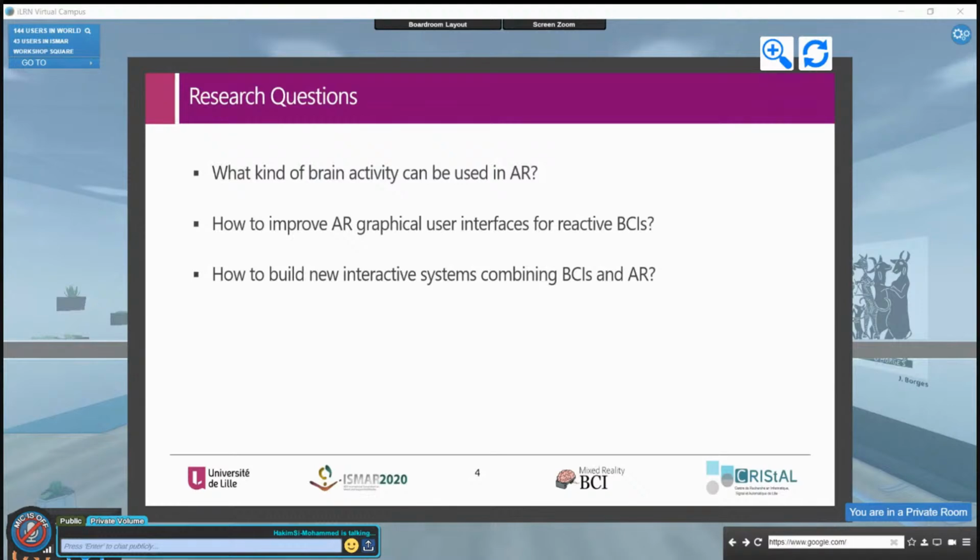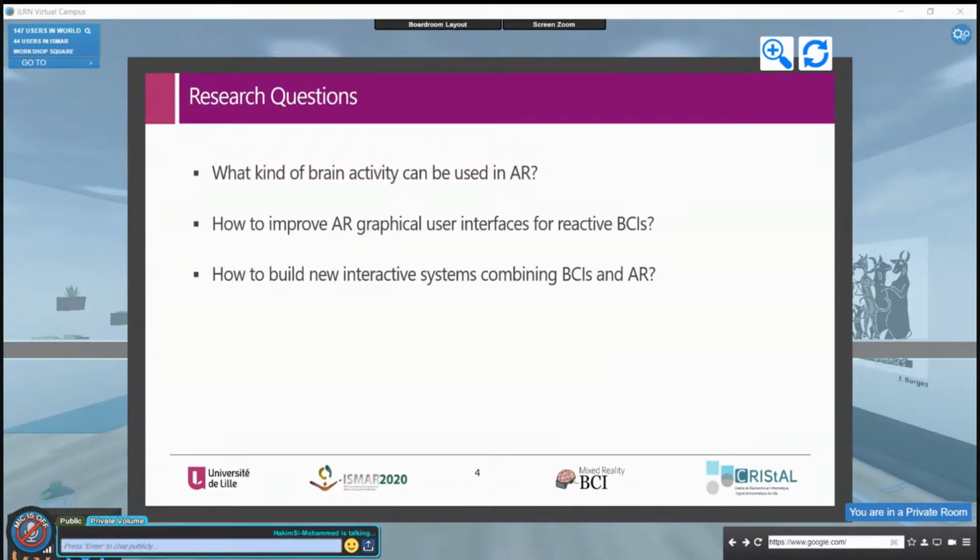More specifically, the research questions that we wanted to tackle in order to achieve this combination of AR and BCI was first, what kind of brain activity can be used in AR? Like Felix and Anatole mentioned before, there are a lot of BCI paradigms, a lot of types of brain activity that one can use in order to interact with this system. So which one of those, or to what extent can we use this type of brain activity in AR? What is compatible with augmented reality in terms of hardware, in terms of application scenario, in terms of graphical user interfaces, and so on?